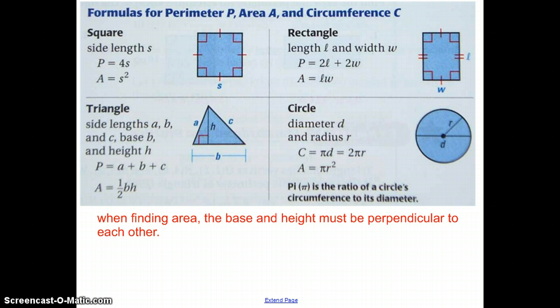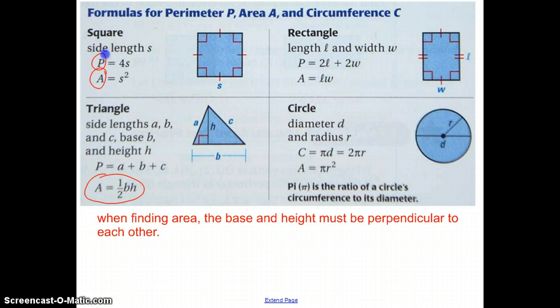Go ahead and hit pause, look through this. You probably already know most of these equations. We use capital P for perimeter, capital A for area. A couple of them might be a little bit missing from your memory. Area of a triangle is 1/2 the base of the triangle times the height of the triangle.